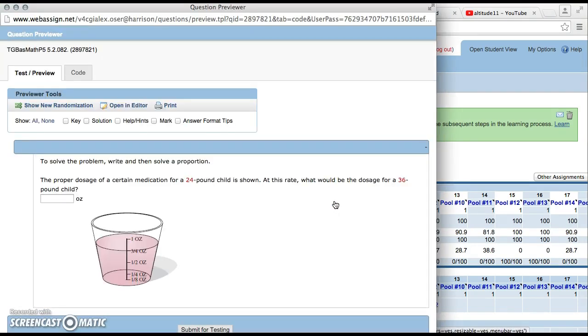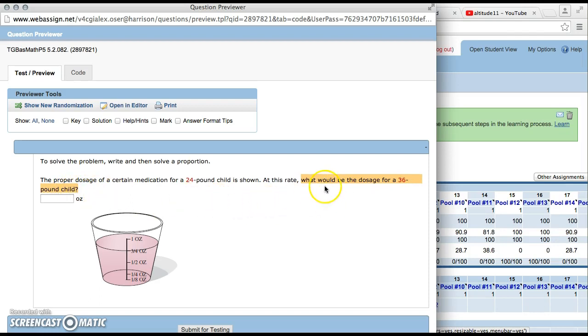Let's take a look at it. So it says to solve the problem, write and then solve a proportion. The proper dosage of a certain medication for a 24-pound child is shown. At this rate, what would be the dosage for a 36-pound child? All right, so first off, find the question that we have here. So it says, what would be the dosage for a 36-pound child?